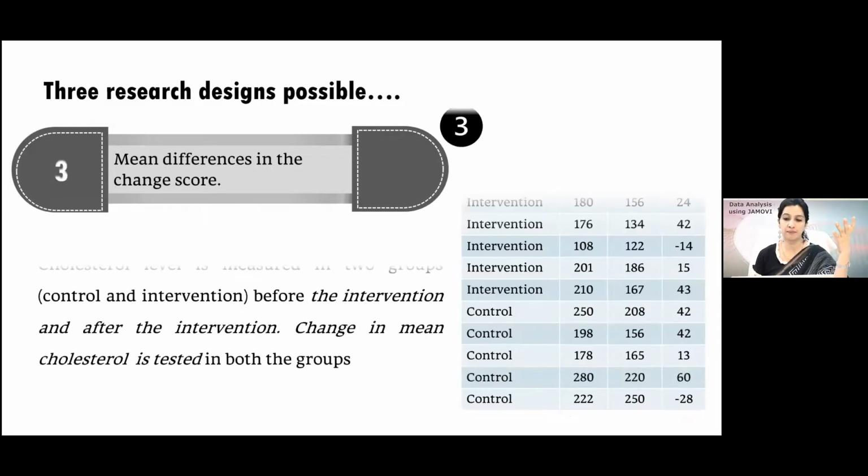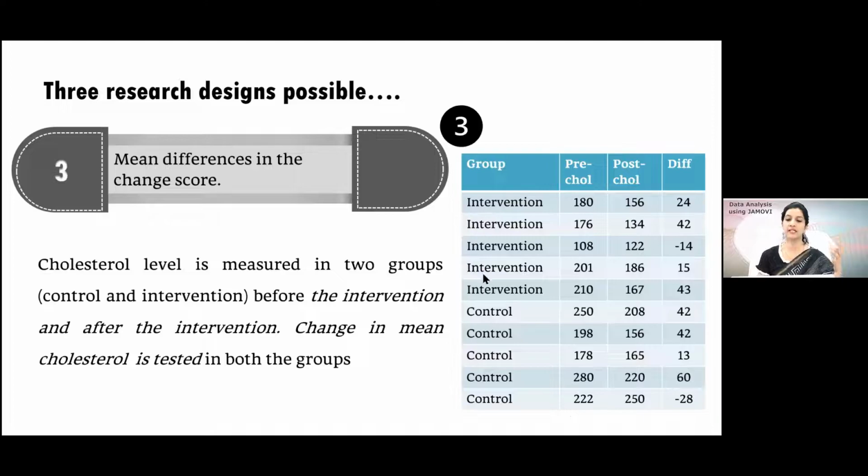Like for example, this is the intervention group and this is a control group, like we have seen in the second type of study design. In this case, you can see that there is a pre-cholesterol, meaning before the intervention, we measured the cholesterol level, then we did the intervention, and then we again measured the cholesterol level. So there are two groups, and we have measured the cholesterol level twice, before the start of the study, before the intervention, and then after the intervention.